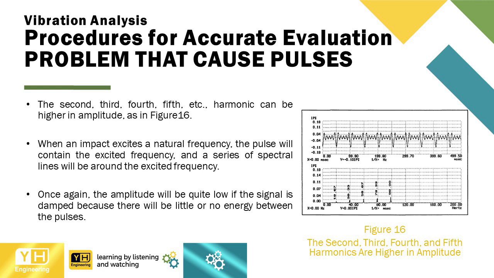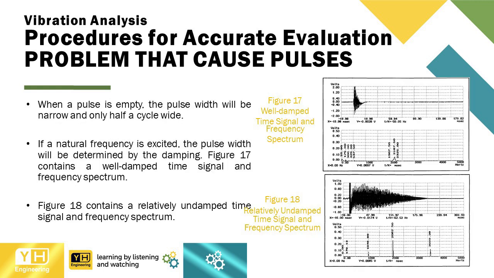When an impact excites a natural frequency, the pulse will contain the excited frequency, and a series of spectral lines will be around the excited frequency. Once again, the amplitude will be quite low if the signal is damped because there will be little or no energy between the pulses. When a pulse is empty, the pulse width will be narrow and only half a cycle wide. If a natural frequency is excited, the pulse width will be determined by the damping. Figure 17 contains a well-damped time signal and frequency spectrum. Figure 18 contains a relatively undamped time signal and frequency spectrum.